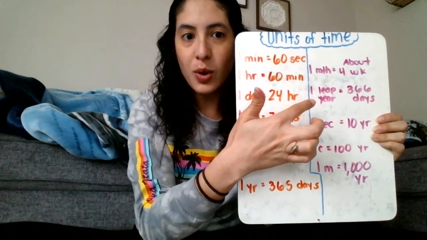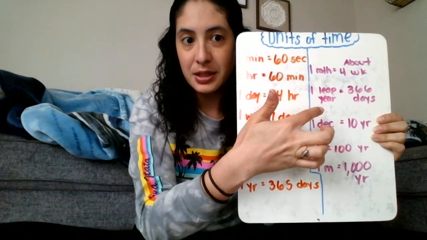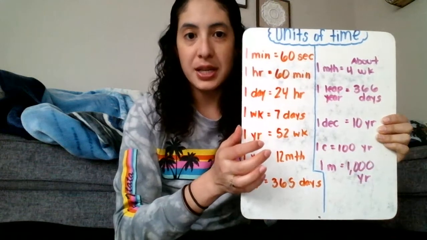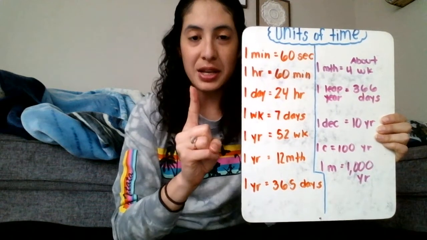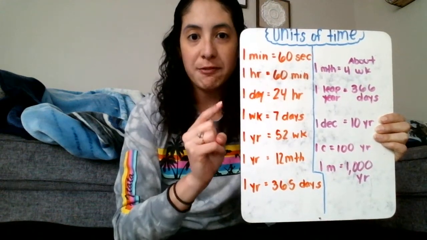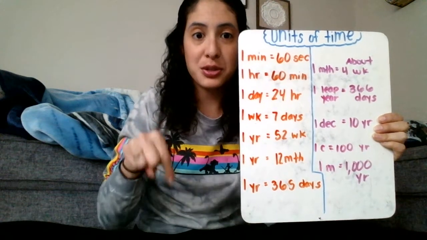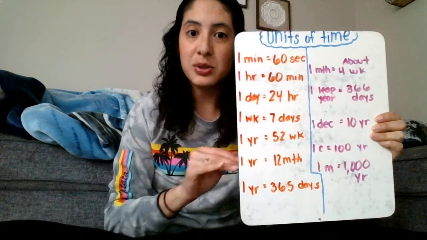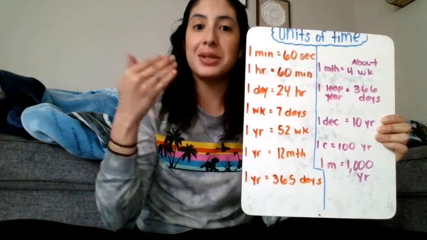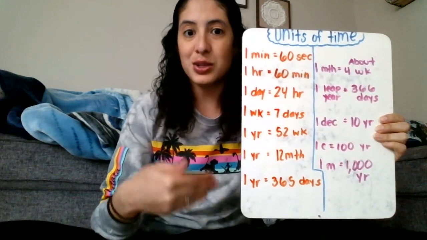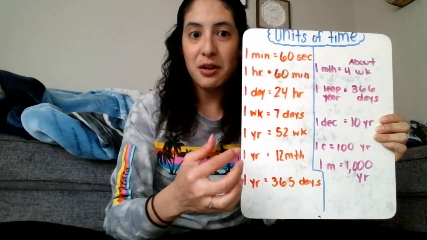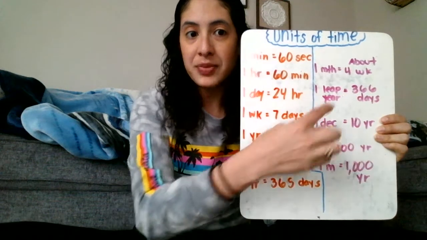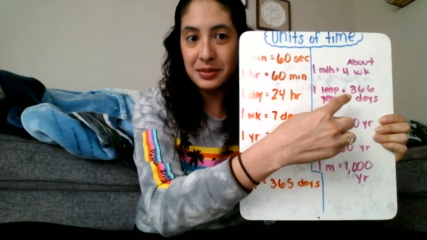Now, 1 leap year equals 366 days. So a leap year is a year that has 1 extra day, and it always falls in February. For example, this year, 2020, is a leap year, okay? So February only has 28 days. But when it's a leap year, it has 29 days. So instead of our year having 365 days, on a leap year, it has 366 days.